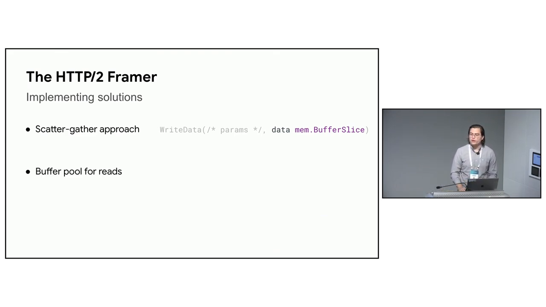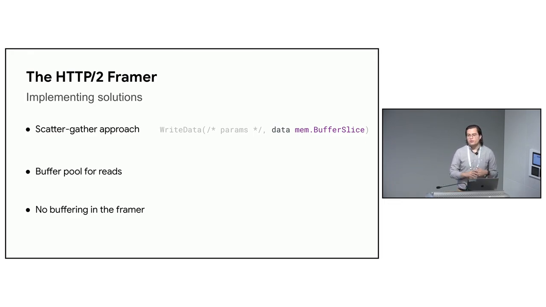On the other hand, for the reading validation, we will now have a buffer pool so that we can read bytes from the network into a buffer from the buffer pool, and then give ownership of that buffer to the rest of the application. That way, the application can keep that buffer for as long as it needs. And whenever it's done using it, it can return it to the pool for it to be reused by the framer again.